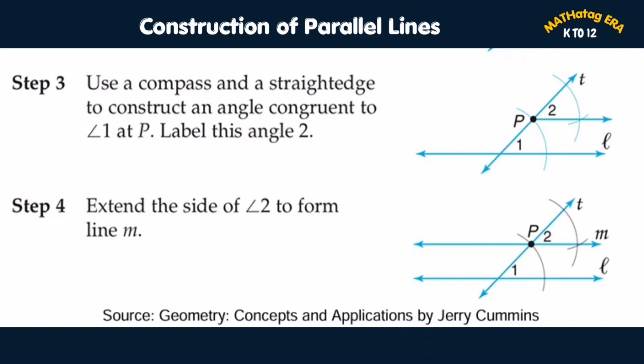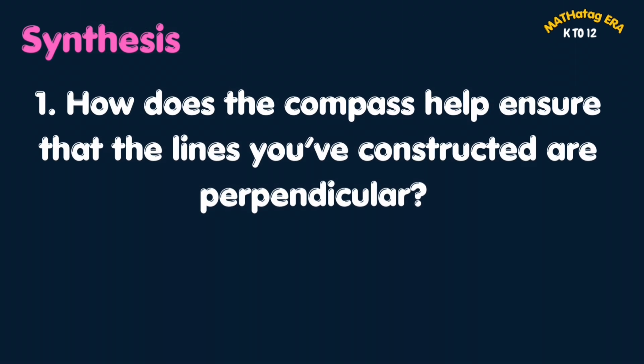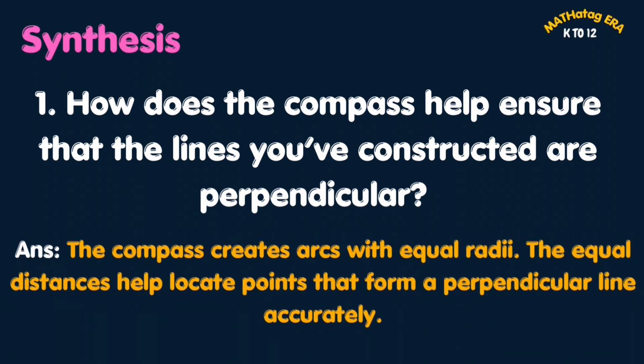Now, let's reflect on what you have learned. Question number 1. How does the compass help ensure that lines you constructed are perpendicular? Of course, the compass creates arcs with equal radii. The equal distances help locate points that form a perpendicular line accurately.